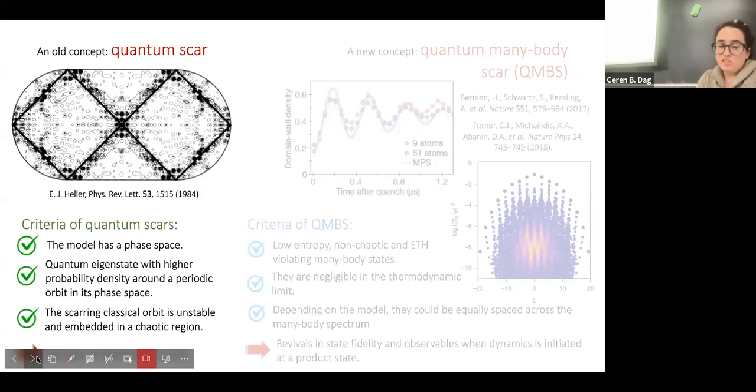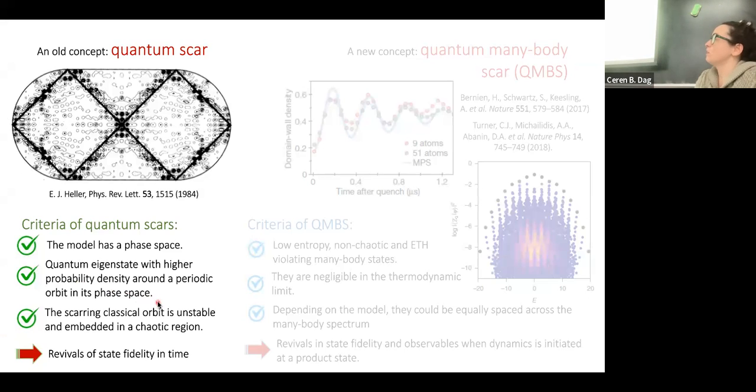And if you, for example, initiate a wave packet on this unstable periodic orbit, or UPO, you would see well-defined revivals in the state fidelity. That means the overlap between a time-evolved state and the initial state is going to show revivals. So these two concepts are both like zero-measure concepts in their respective phase spaces. But maybe the inspiration really came from the connection between the two.